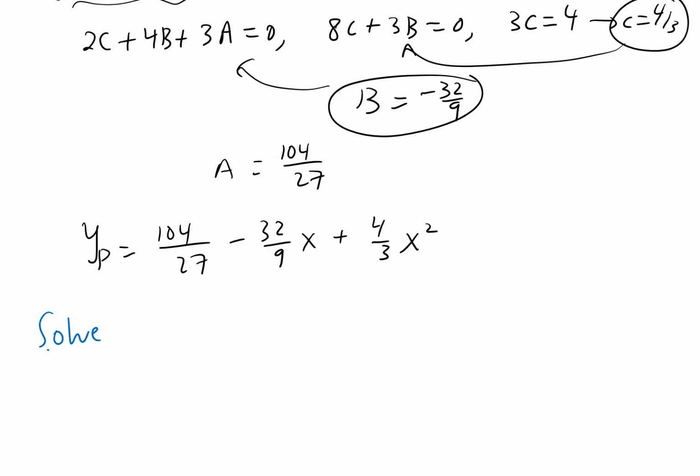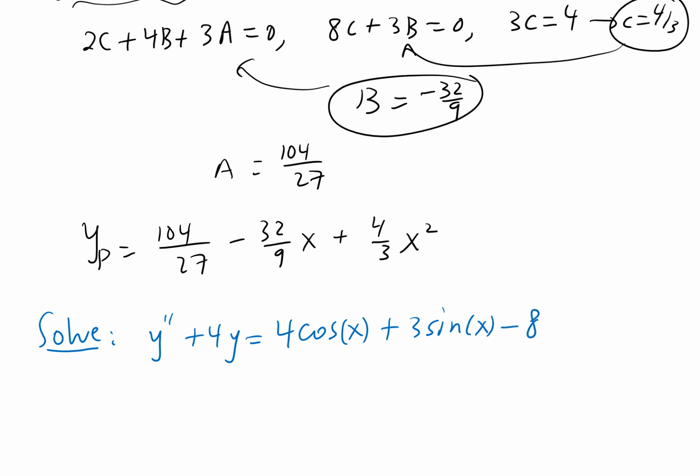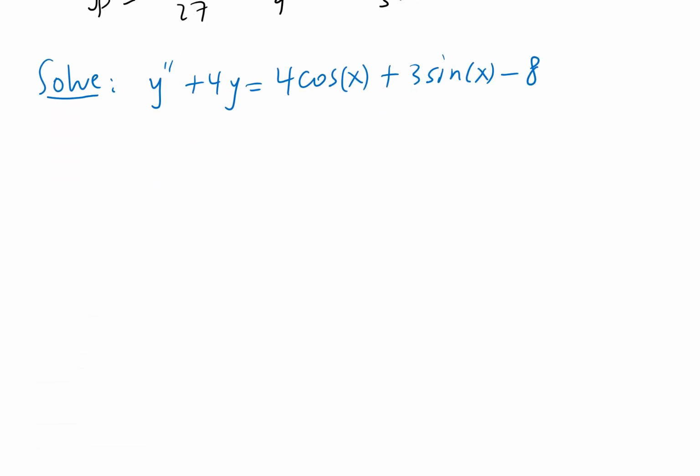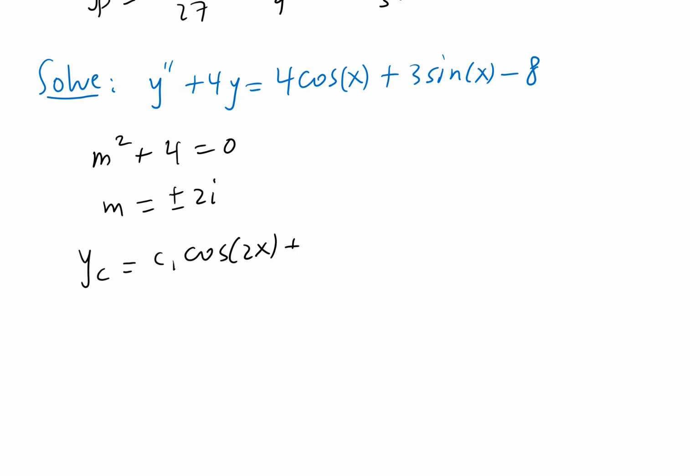Another example: solve y double prime plus 4y equals 4 cosine x plus 3 sine x minus 8. We start with the left hand side: m squared plus 4 equals 0, so m is plus or minus 2i. Then yc is c1 cosine 2x plus c2 sine 2x. That's for the left hand side.